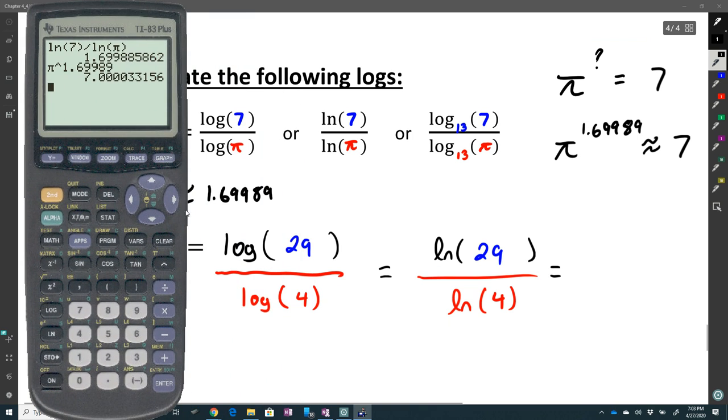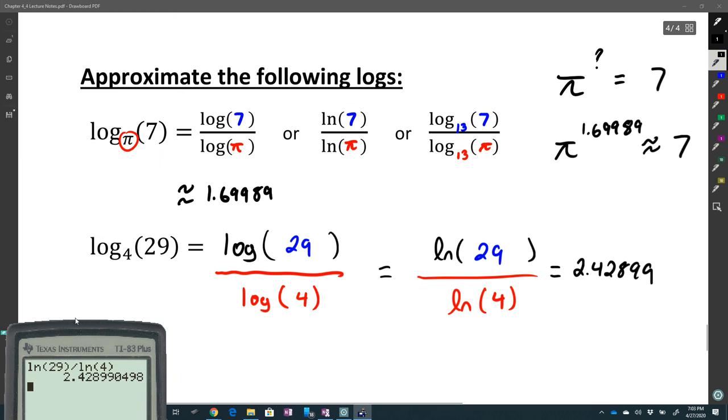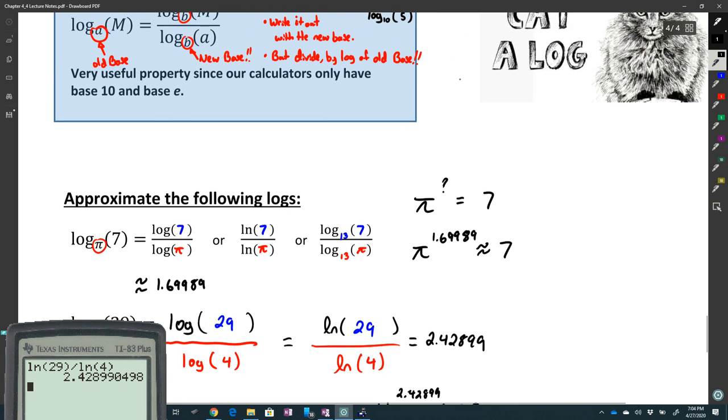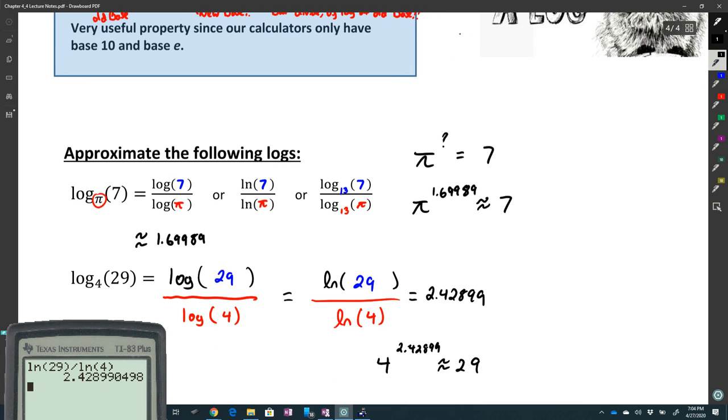And so let's work it out. ln of 29 divided by ln of 4. Oh, don't be like Gilbert. Actually, close the parentheses off or else bad things happen. 2.42899. So that means we're able to answer the question that 4 to the what is about equal to 29. Yay! All right, so anyway, there's not much to do with approximating logs, but you're able to find weird logs that you couldn't find before.